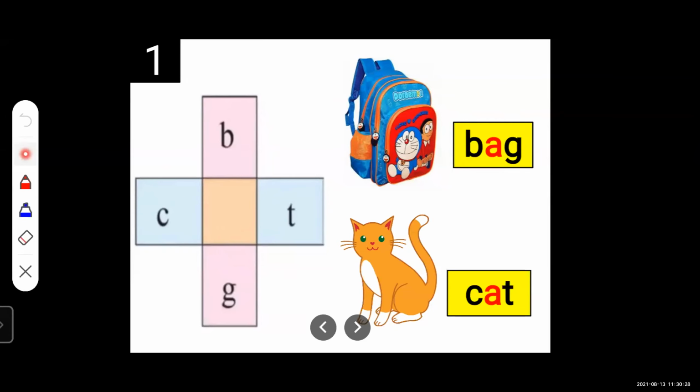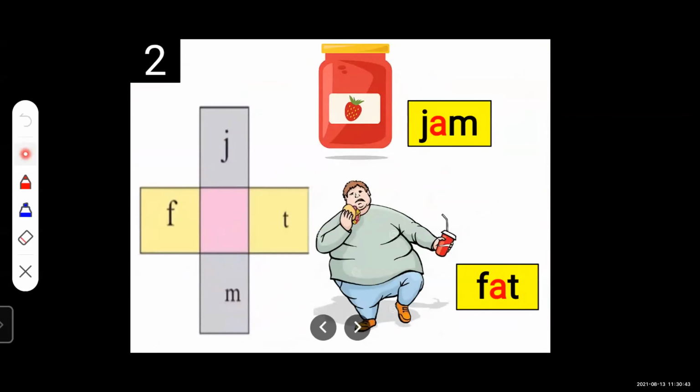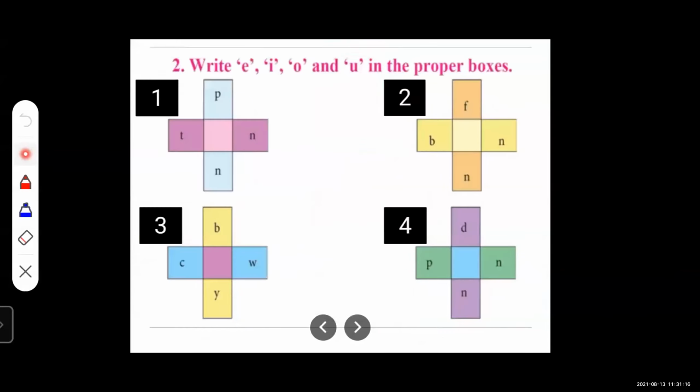Okay. So horizontally and vertically, we made two words with the help of A. A is a vowel. Okay? J-A-M, F-A-T. Very good. So everyone now understood about vowels. We use the first vowel A and form words. So students, you are very able to form words. Easily make words. Next, we see here four boxes.